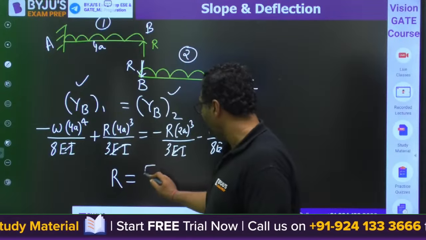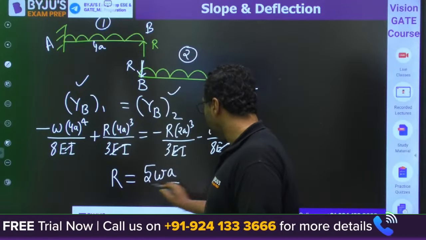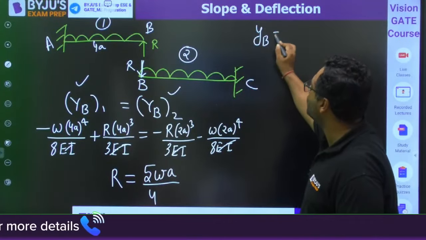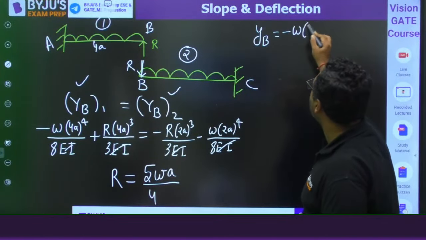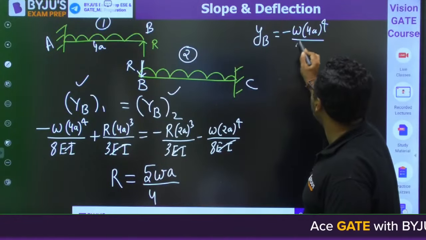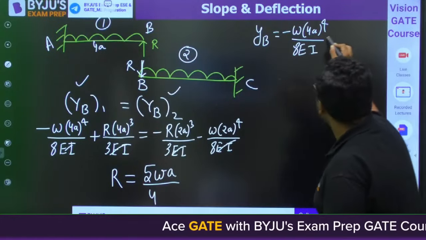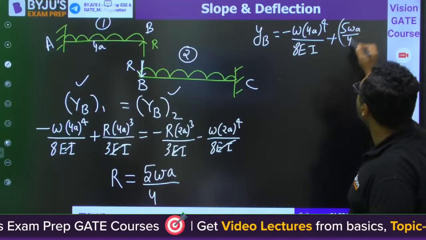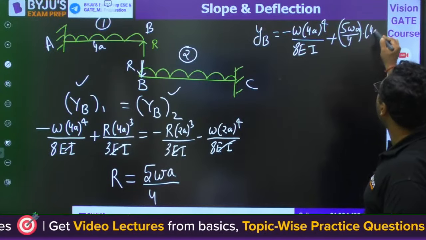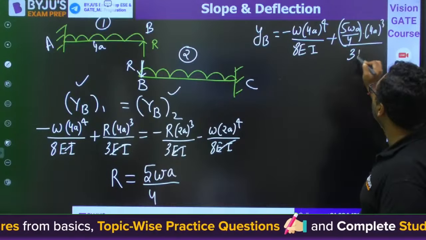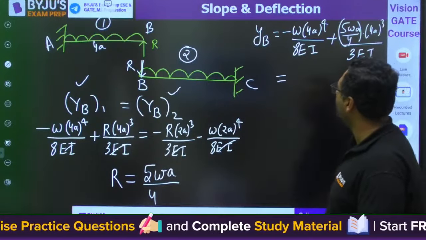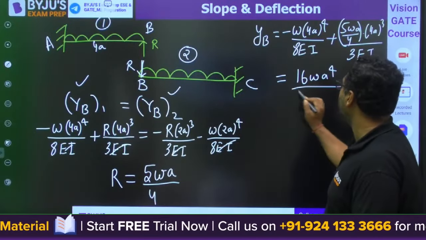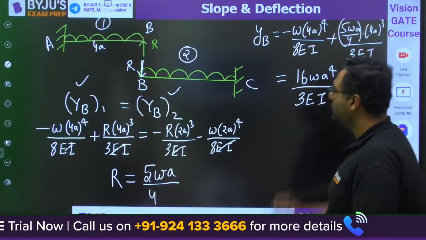R will be 5 WA by 4. Now you need deflection at B. You can use any equation: minus W 4A 4 upon 8 EI plus R, which is 5 WA by 4, into 4A cube upon 3 EI. Solving will give you 16 WA4 upon 3 EI. The answer will be C.